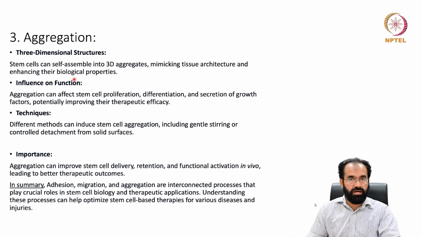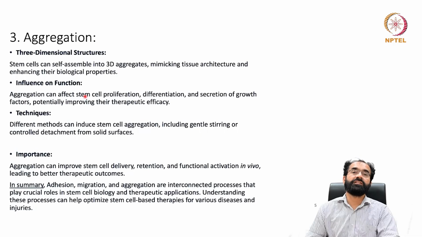Three-dimensional structures basically result from cellular aggregation. Stem cells can self-assemble into 3D aggregates. 3D means three-dimensional aggregates, mimicking a tissue architecture and enhancing their biological properties. A tissue can perform its task not when it is in 2D, two-dimensional. Often it needs a three-dimensional structure for performing the task optimally. So it has an influence on its function.